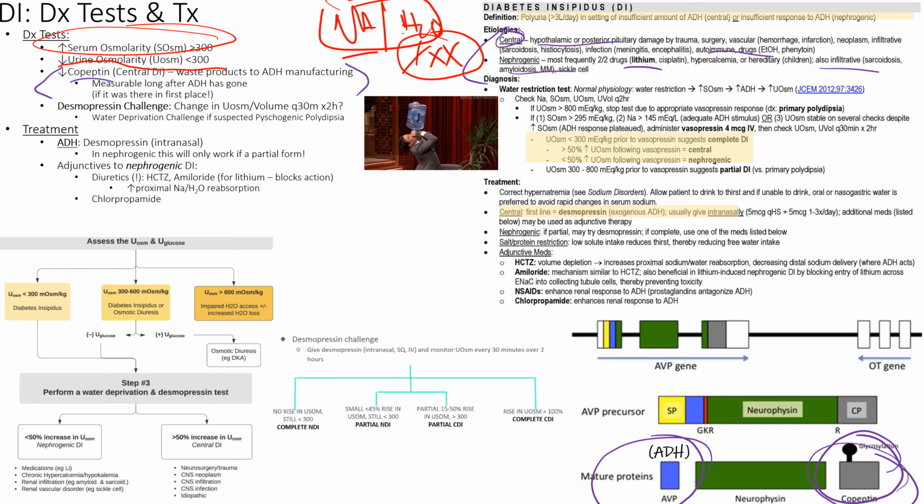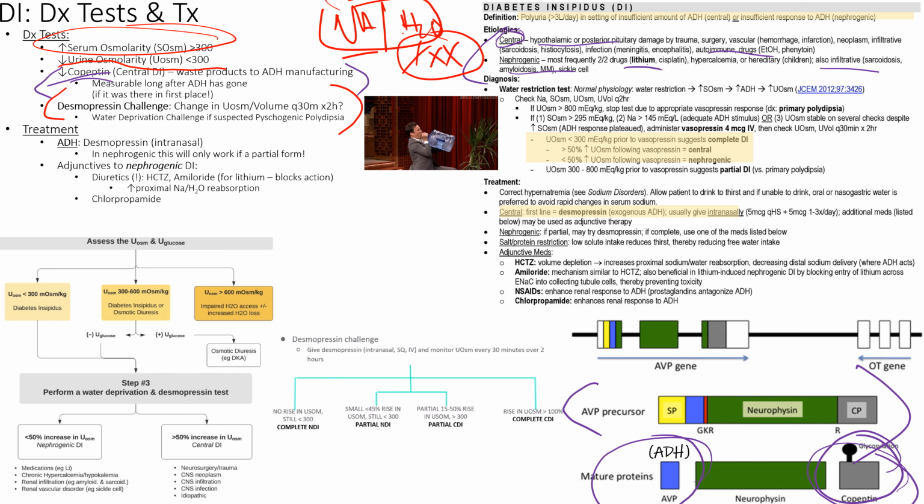So if you have central DI, you're going to have negative copeptin because you weren't making ADH in the first place. If you have nephrogenic DI, you're making ADH. You have copeptin. It's just not responding to it. Okay, so copeptin would be decreased in central DI. And then we have the desmopressin challenge, something we can do to see if they respond to ADH. If I give ADH to a patient, or DDAVP, which is its other nickname.